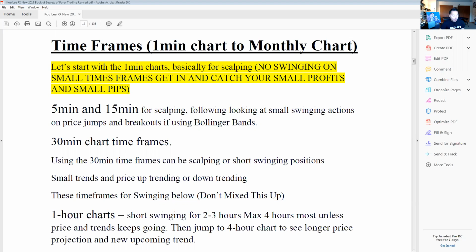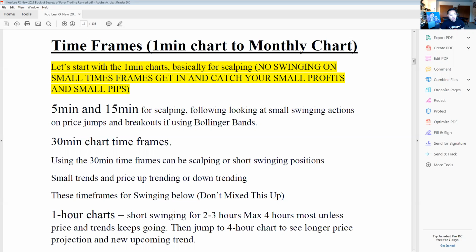Like I said, if you want to get into swinging, start with a 30-minute chart and work your way to the 1 hour, because the 30-minute chart is every 30 minutes and the 1 hour is every 1 hour. When you're hopping from the 30-minute chart to the 1 hour chart, they're very, very similar because the candles are only 30 minutes apart. Not a whole lot of difference, but at least you can catch the trend and see the trend structure. So that's very important to take a look at.